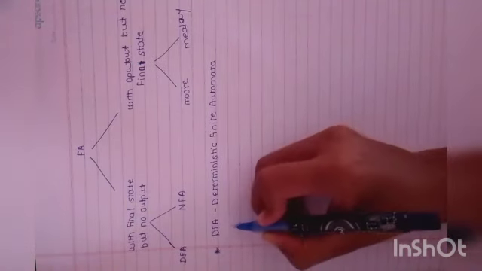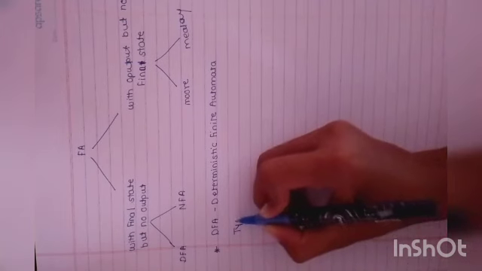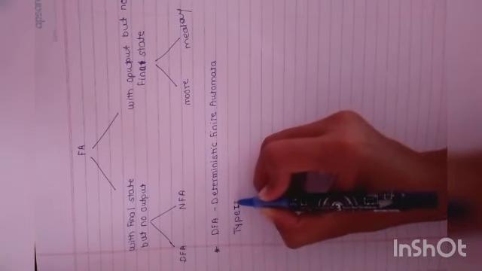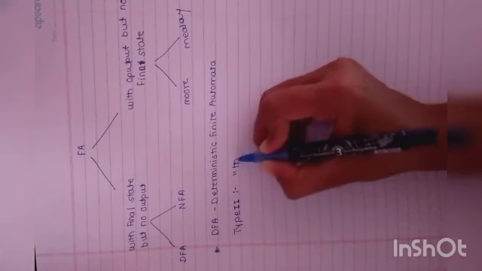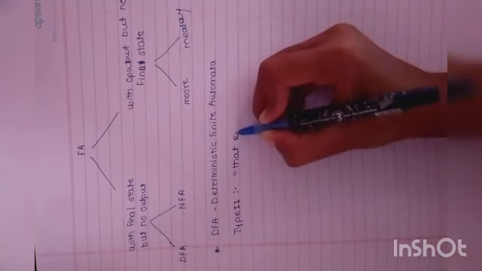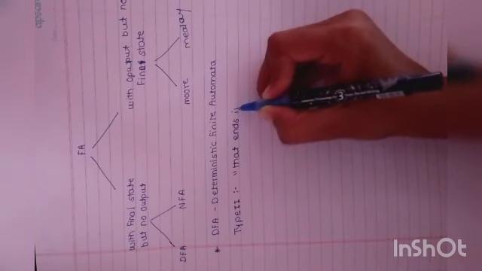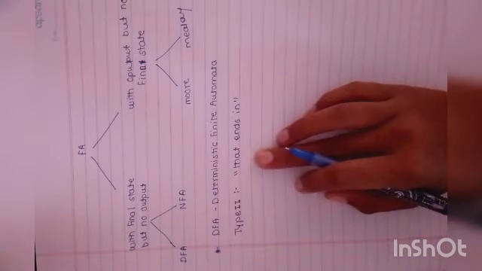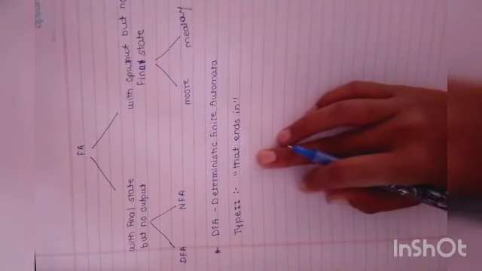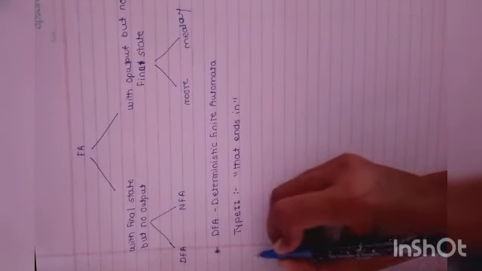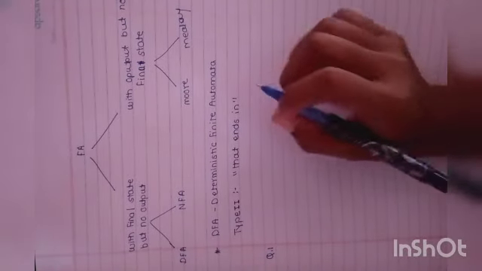Today we start with the type 2 problem in deterministic finite automata, which is the "ends in" problem. We first take a problem, then we understand what is meant by "ends in".